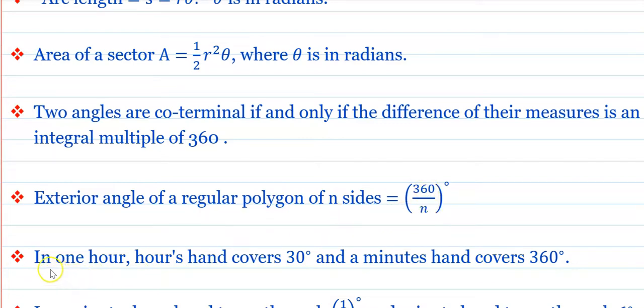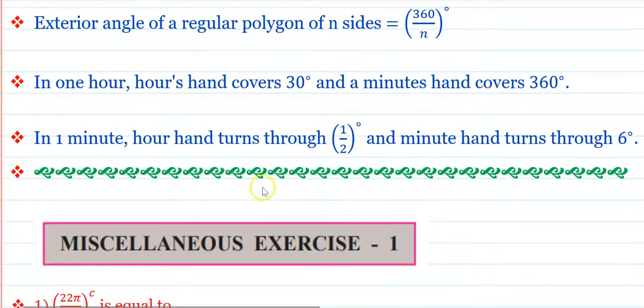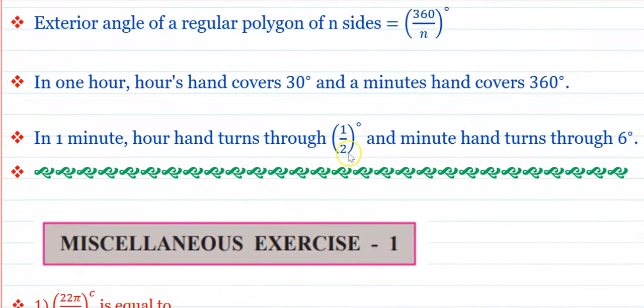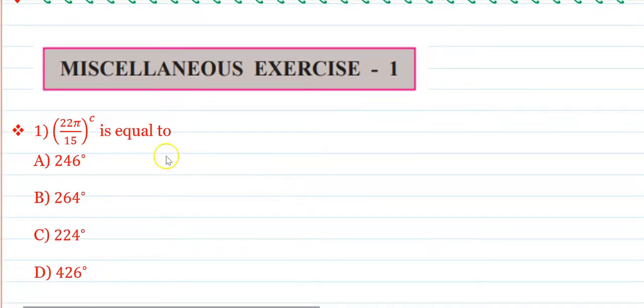Next, in 1 hour, the hour hand covers 30 degree and the minute hand covers 360 degree. In 1 minute, the hour hand turns through 1 upon 2 degree and the minute hand turns 6 degree. Now let us start miscellaneous exercise 1.